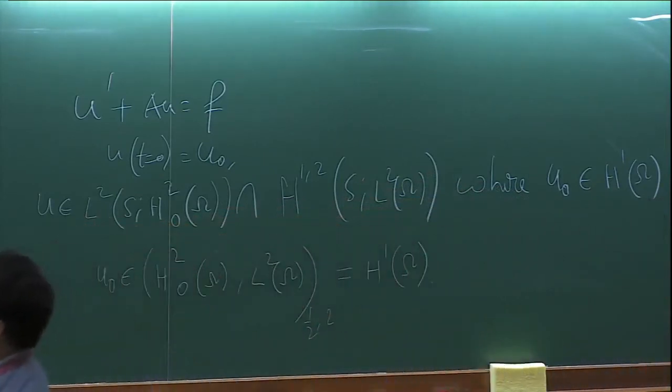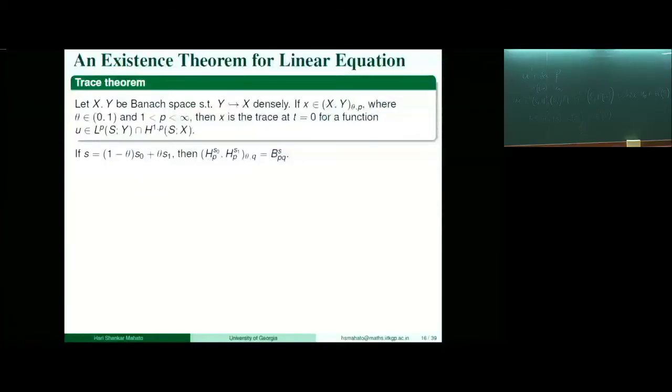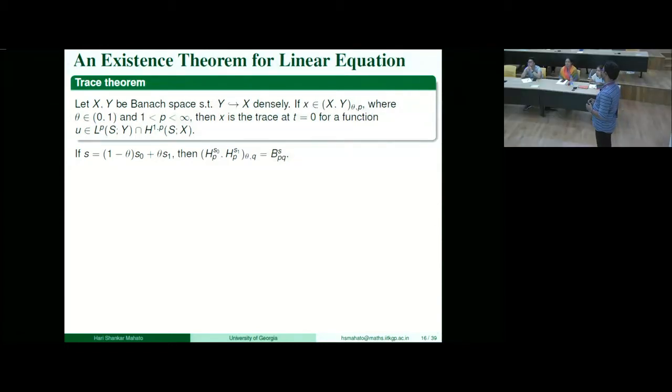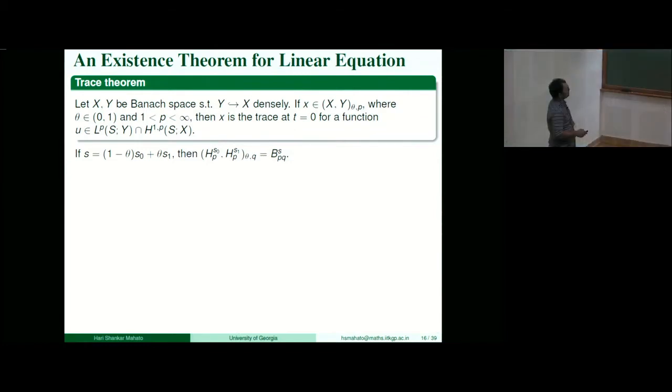And in general, we can write like this. If your s is given by (1 minus theta) times s0 plus theta s1, then this real interpolation space is equal to this Besov space. And if you plug in theta equals to half, s0 equals to 2, s1 equals to 0, then you will basically obtain this Besov space B^1_{2,2}, that is your H1 space. So that's the idea behind taking the initial condition in this interpolation space.